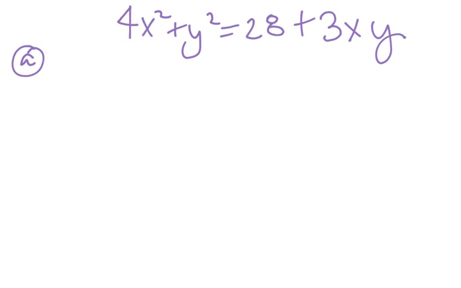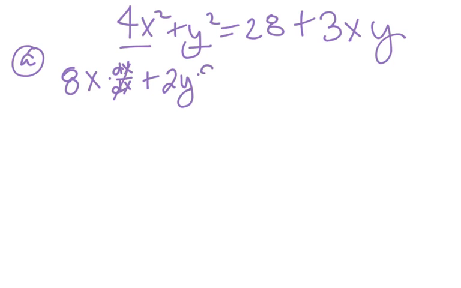So I'm going to take the derivative. The derivative of 4x squared: I bring down the 2 and multiply by 4, which gives me 8x. Technically, we're doing the derivative of x as well, dx over dx, but that cancels. Plus the derivative of y squared: bring down the 2, becomes 2y. But we're differentiating with respect to x, so this has to also have dy over dx. The derivative of 28 is 0.